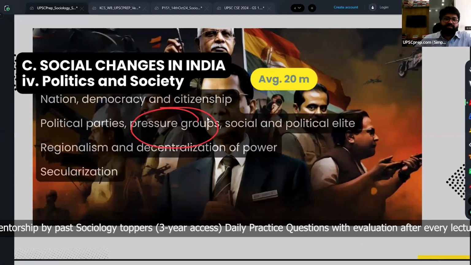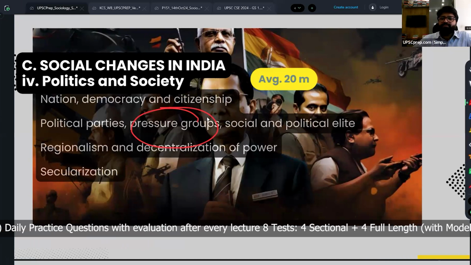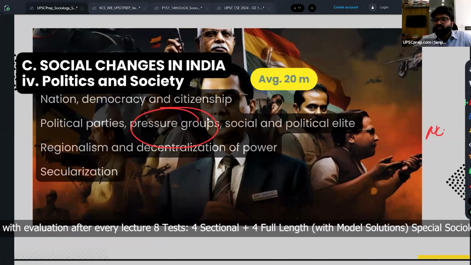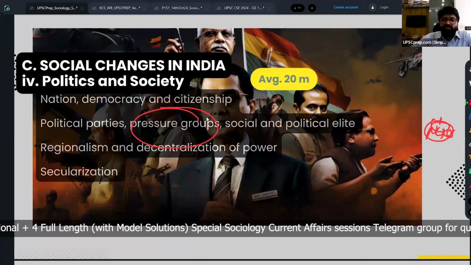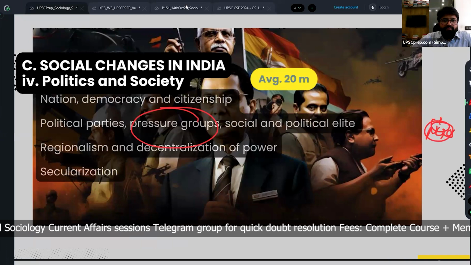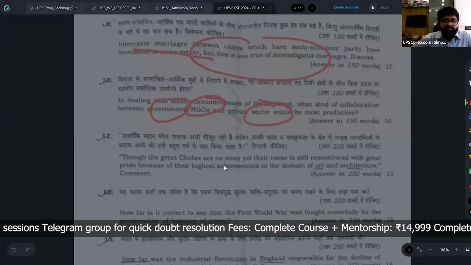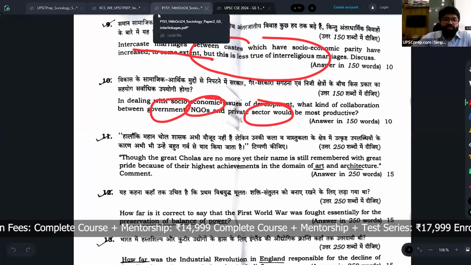Pressure groups. And we're going to discuss about pressure groups. We're going to discuss about civil society, NGOs, the role of NGOs, and we're talking about the role of NGOs.